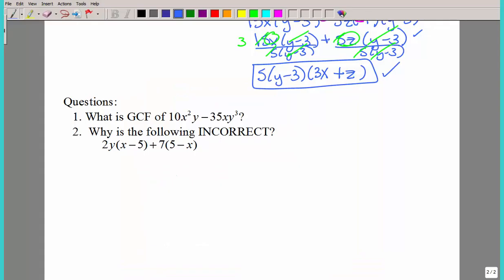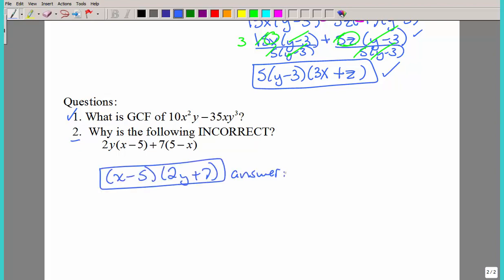In preparation for the next class, you should be able to find the greatest common factor of that expression. And then I'm going to work this second problem, and you're going to tell me why I'm wrong. You be the teacher, you tell me what I've done incorrectly.